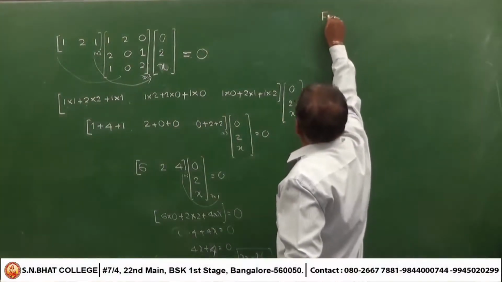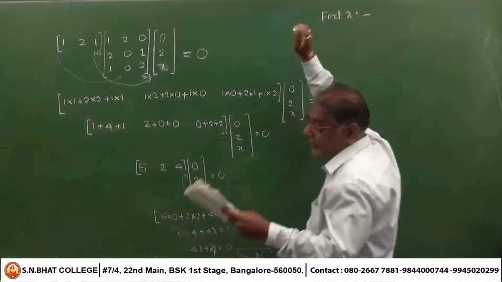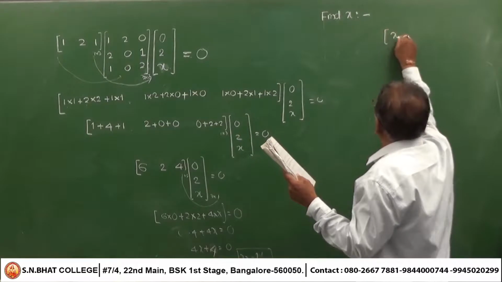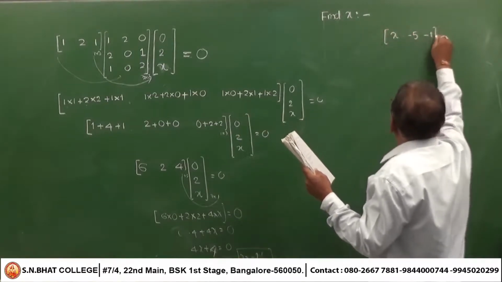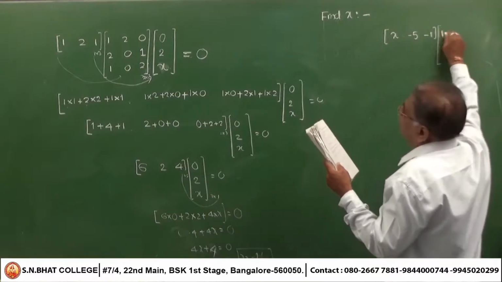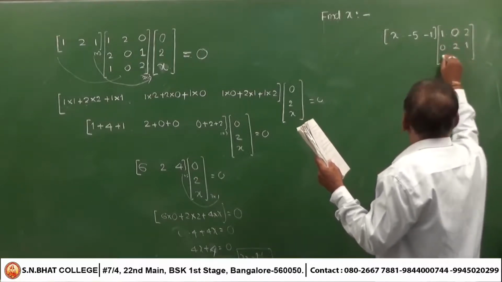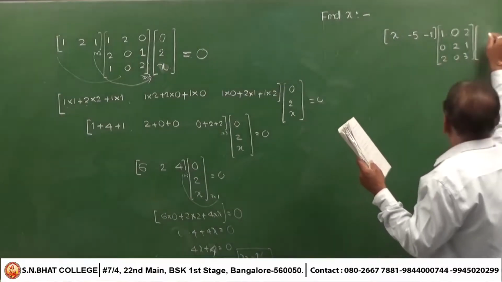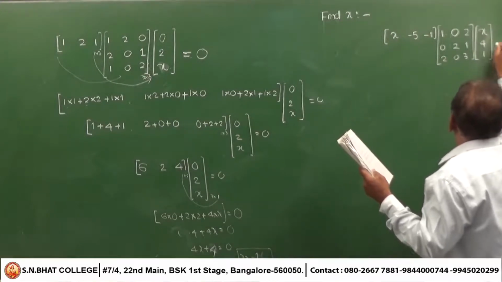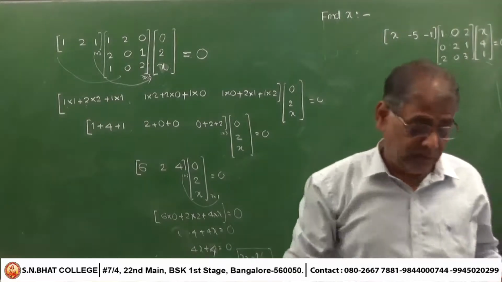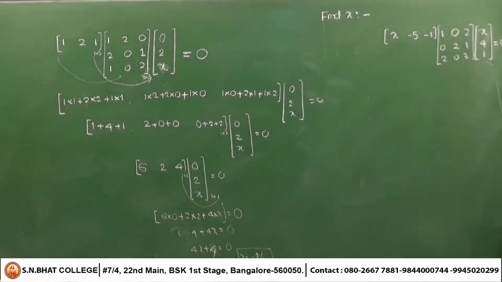Next, find x. Find x if [x -5 -1] into the matrix [[1 0 2],[0 2 1],[2 0 3]] into the column matrix [x 4 1] is equal to 0. Find x.